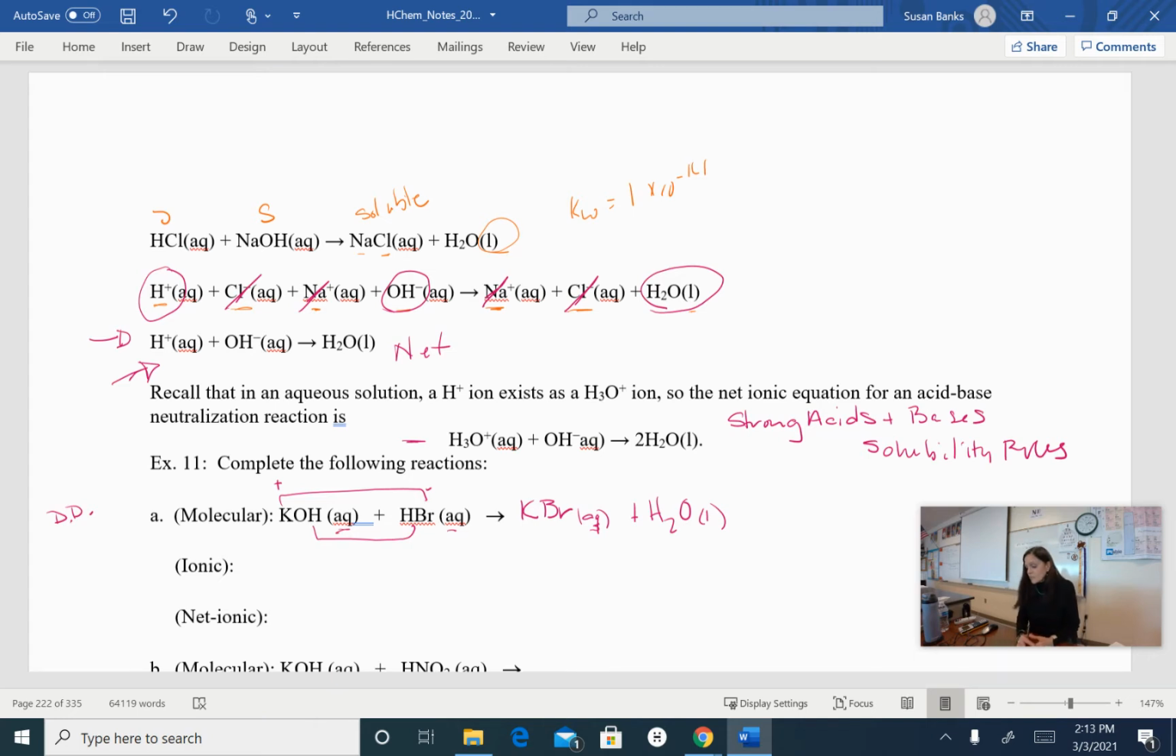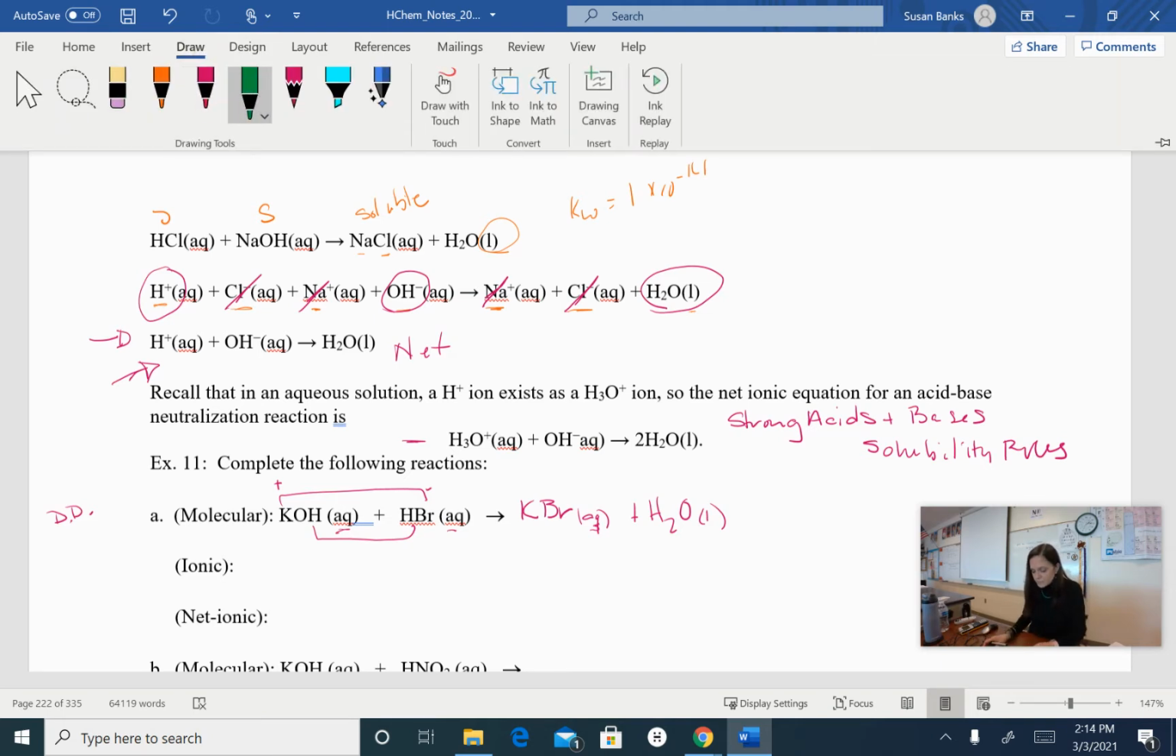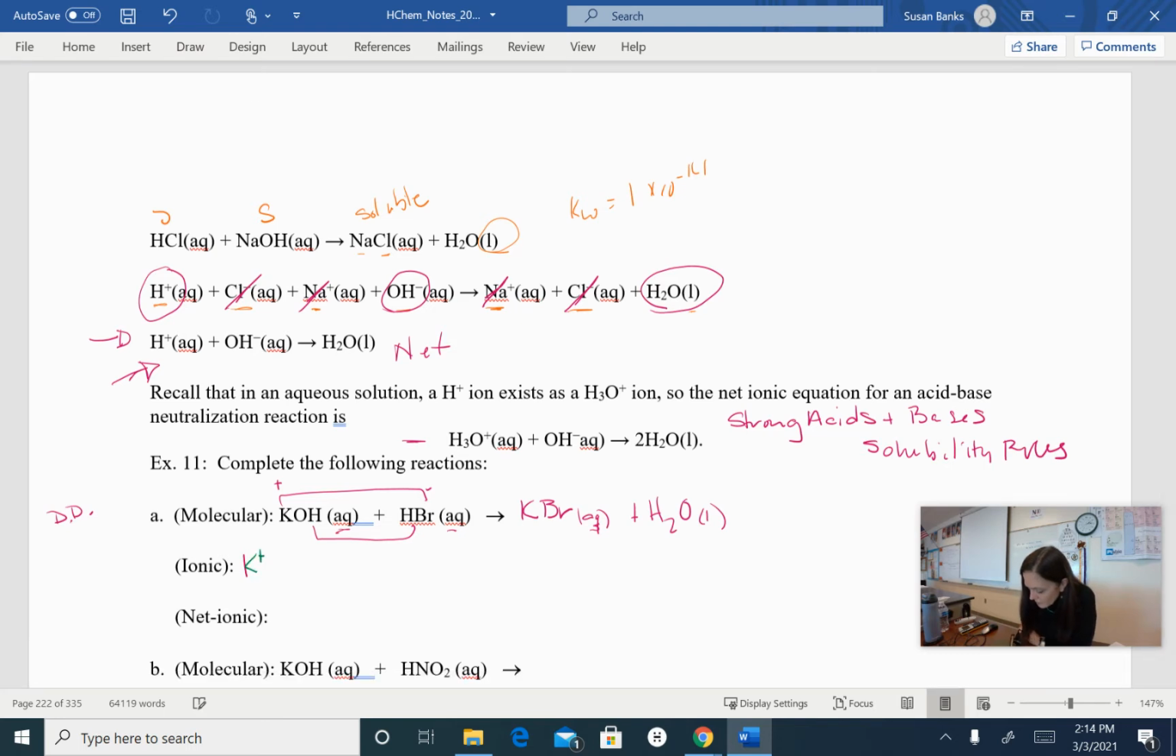So anything that is aqueous, we're going to break apart into the ions, and anything that is either liquid or solid, we are going to keep together. Okay, so let me change my color here. So I have potassium, aqueous, and the hydroxide ion, aqueous, plus my hydrogen ion, aqueous, plus my bromide ion, aqueous, getting together with my potassium ion, aqueous, and the bromide ion, aqueous, and then water sticking together as a liquid.